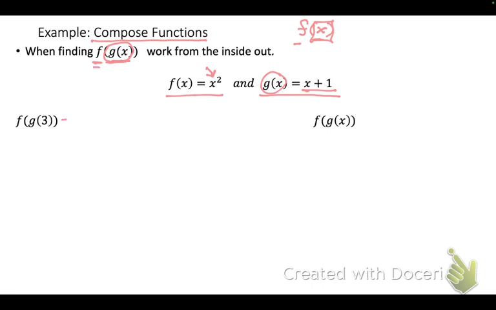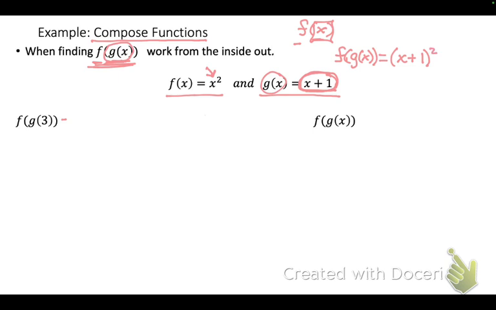We're going to do this first up here, sorry. So I'm going to have f of g of x equals x squared, but what's x now? x plus 1. So I have x plus 1 squared.